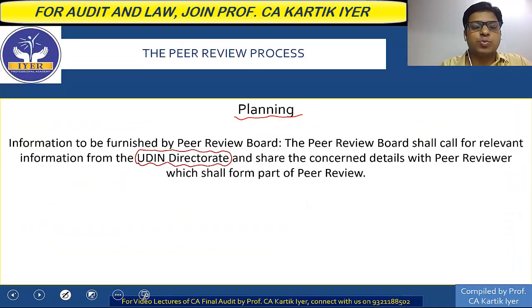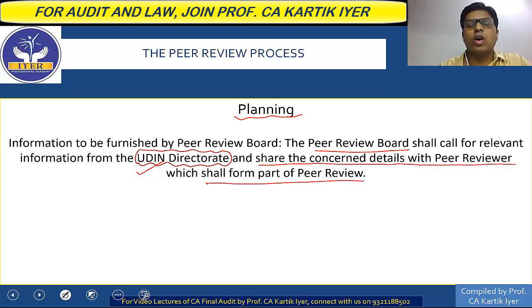So in that, you have to add this point, that is basically information to be furnished by the peer review board. The peer review board shall call for relevant information from the UDIN Directorate, UDIN again being the unique document identification number, and share the concerned details with the peer reviewer, which shall form part of the peer review. So now they have introduced the UDIN part also in the peer review process, which is an excellent thing. Okay, because then only the document will stay true, stay unified, and the document will be ensured to be a truthful document.